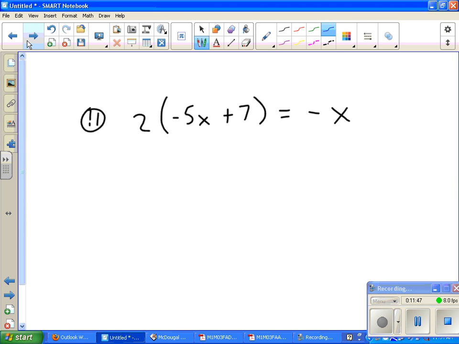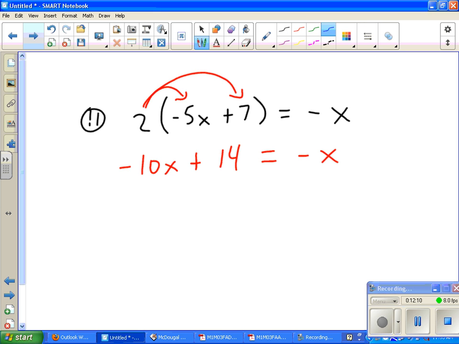Number 11 says 2 times negative 5x plus 7. Again, you need to distribute. 2 times negative 5 is negative 10x. And 2 times 7 is positive 14, equals negative x. Now we have x's on both sides of the equation.